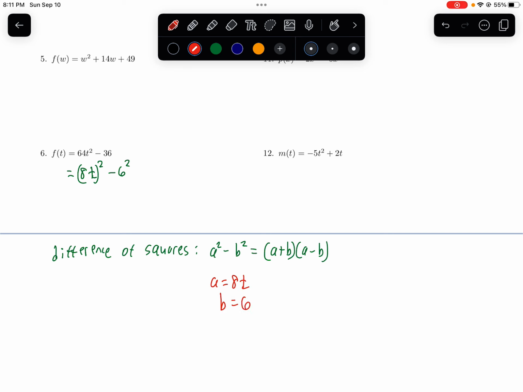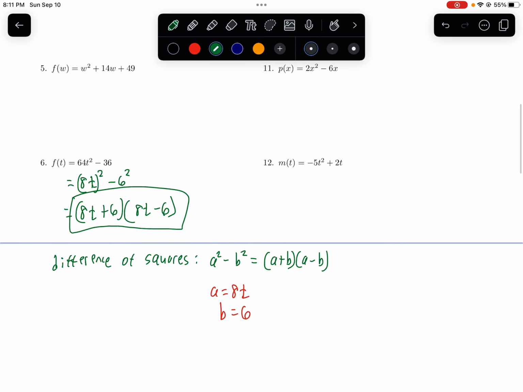And so the way that you can write this would be a plus b, so 8t plus 6, times a minus b, or 8t minus 6. So this would be your factored form, and then the intercepts you would find by setting each term to 0. And so this means that t is negative 3/4, negative 6/8, and this is positive 3/4. So those would be your two intercepts.